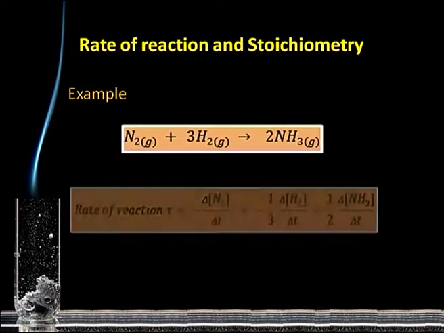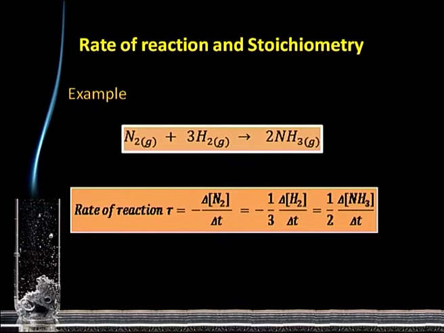Take another example, again ammonia. All the equations that we have written with respect to nitrogen, with respect to hydrogen, with respect to ammonia, we have taken into account the stoichiometric coefficients, so that the rate of reaction that we get is the same whether we monitor hydrogen or ammonia to follow the reaction.